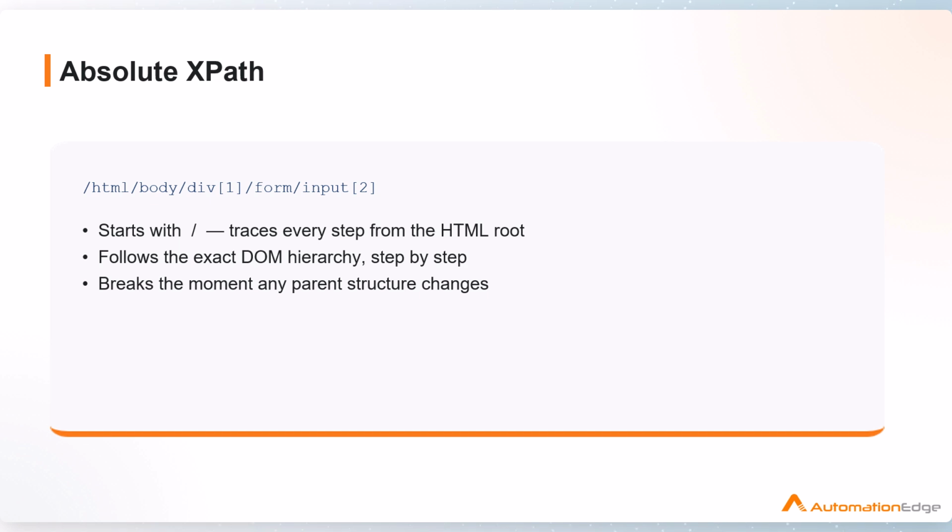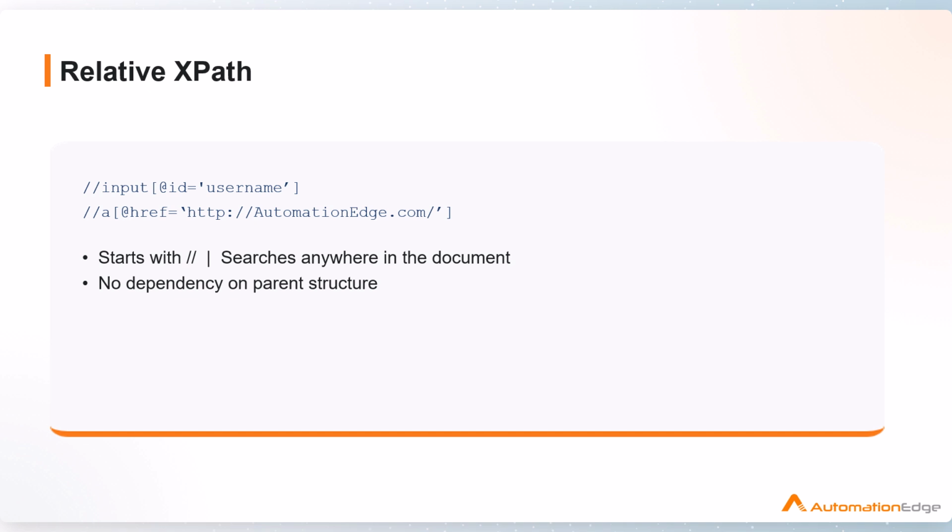A relative XPath starts with a double slash and searches from anywhere in the document, not from the root. It does not depend on the complete hierarchy above the element, which makes it more stable than absolute XPath.